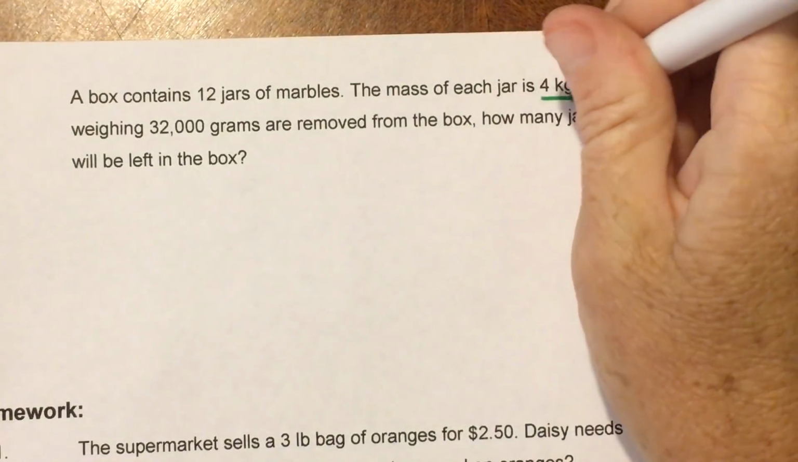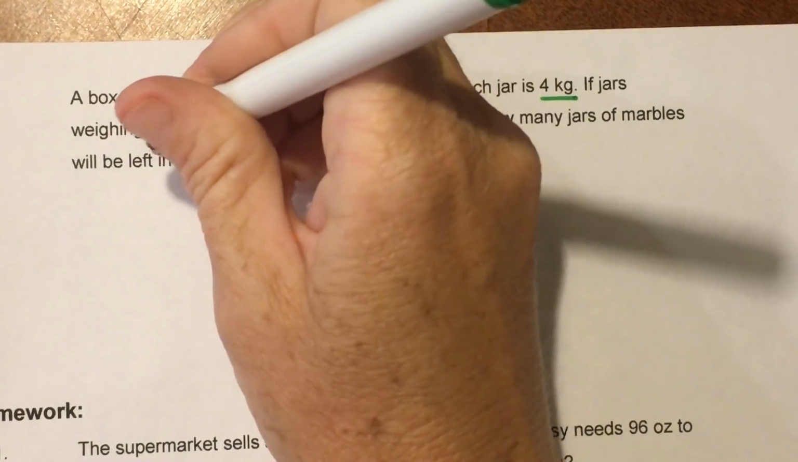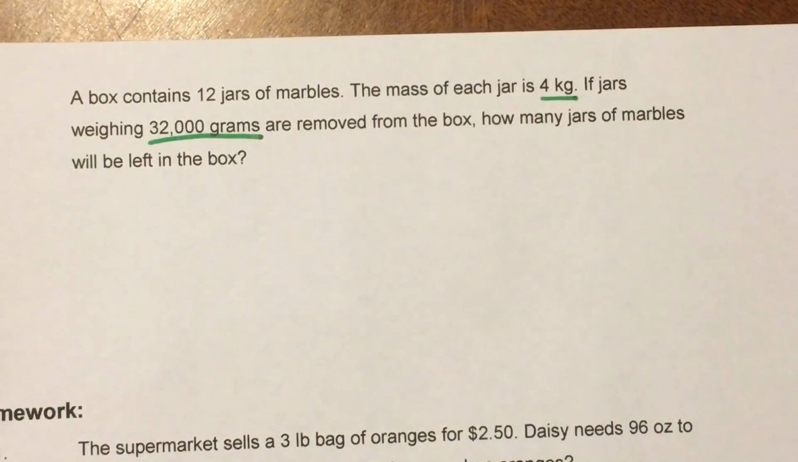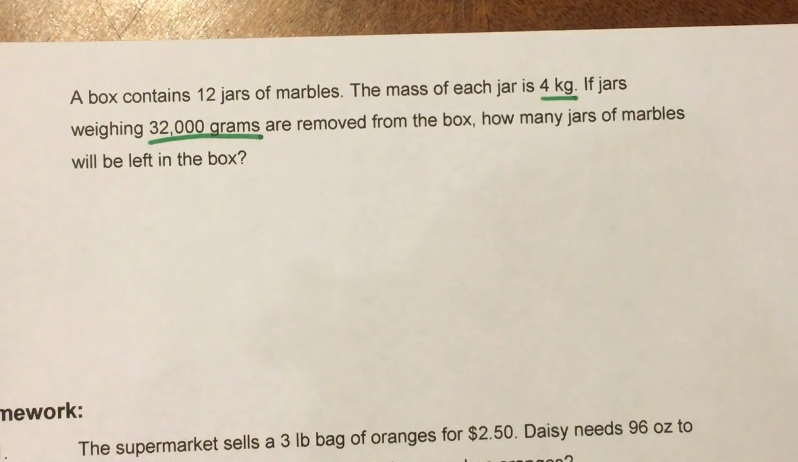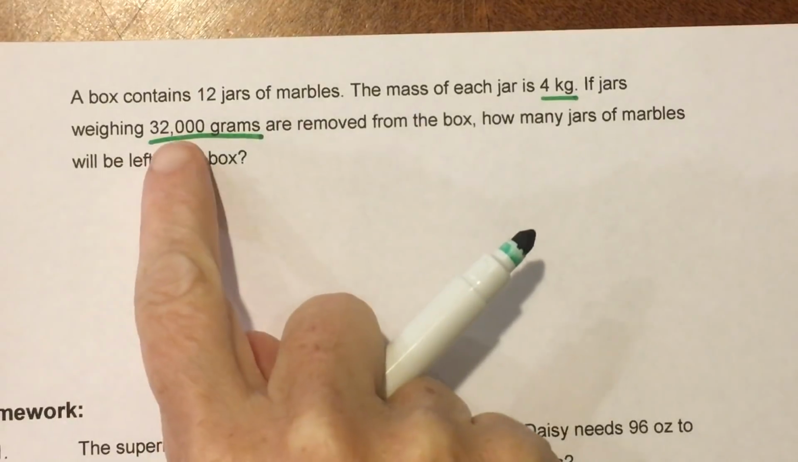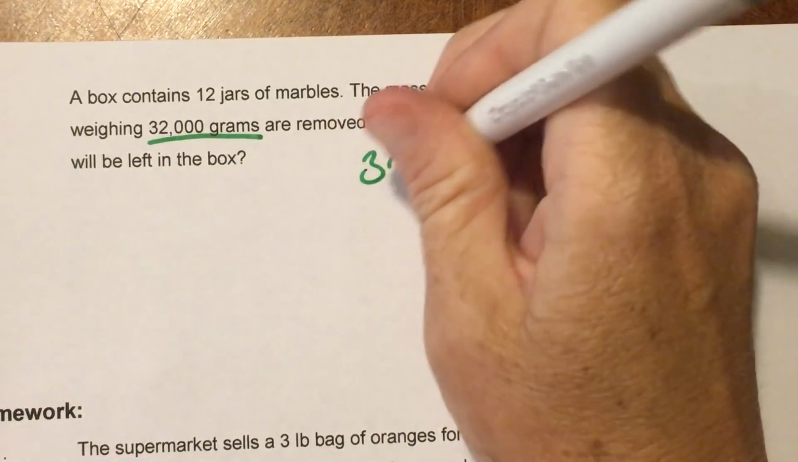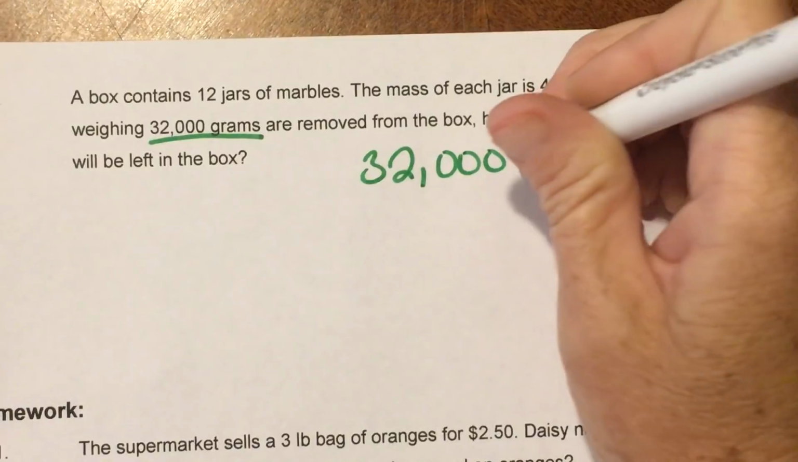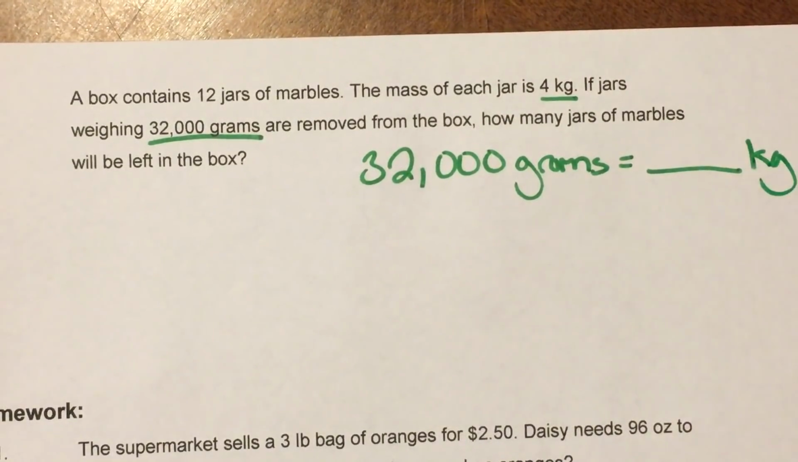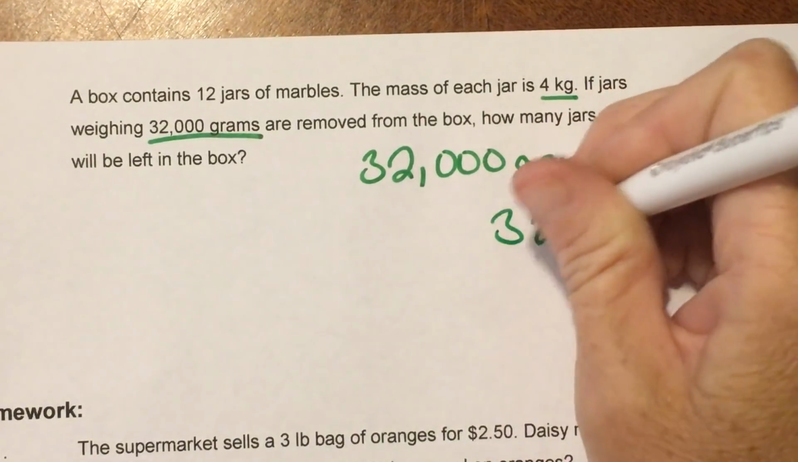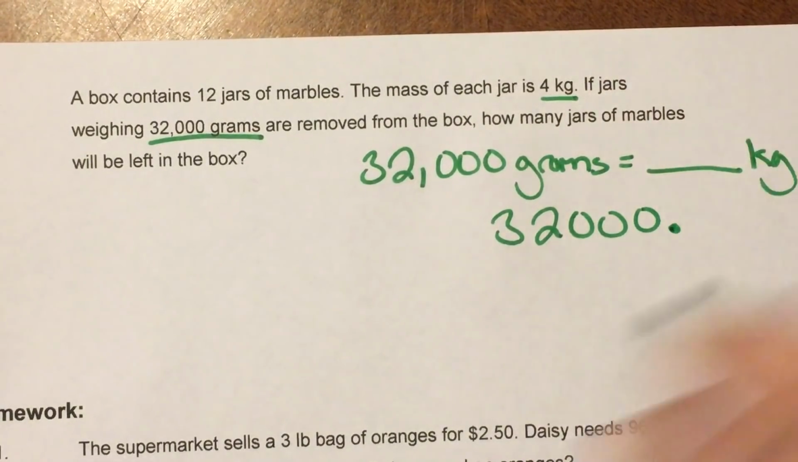Okay, so I see 4 kilograms and 32,000 grams. And first of all, I know that those are metric system. And then I see nothing in my question about which one they want me to use, grams or kilograms. They just want to know how many jars. So I could use either one. I might change the huge one to something smaller. So I might change 32,000 grams equals how many kilograms. So let's say I need to write this with a decimal.